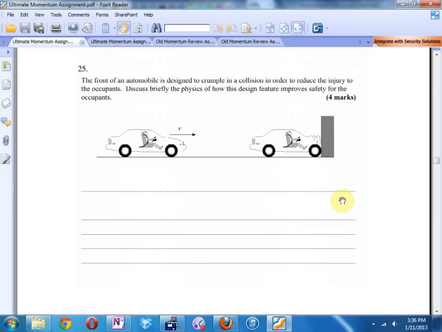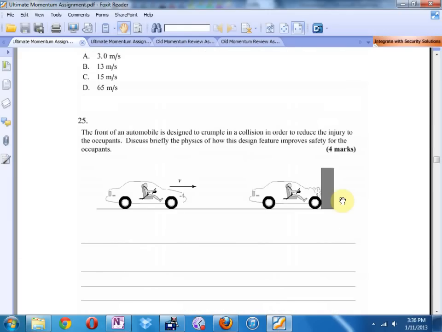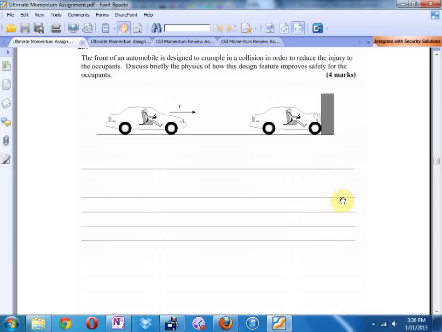Sorry, I was just thinking about 25. I like it. That's a great diagram. I need to steal that because I can use that for nice questions. I don't know how to do a diagram of a fancy car like that, but I know how to rip it from the document and reuse it.